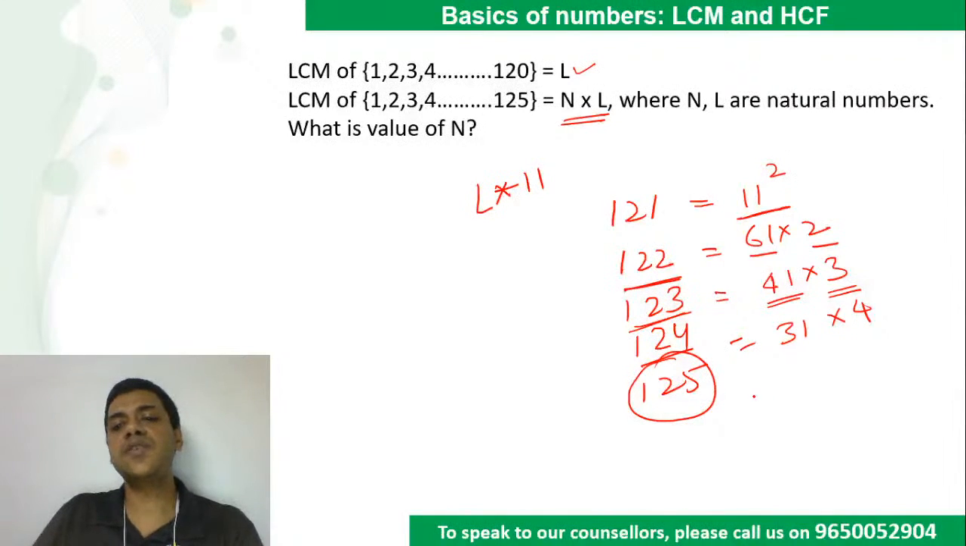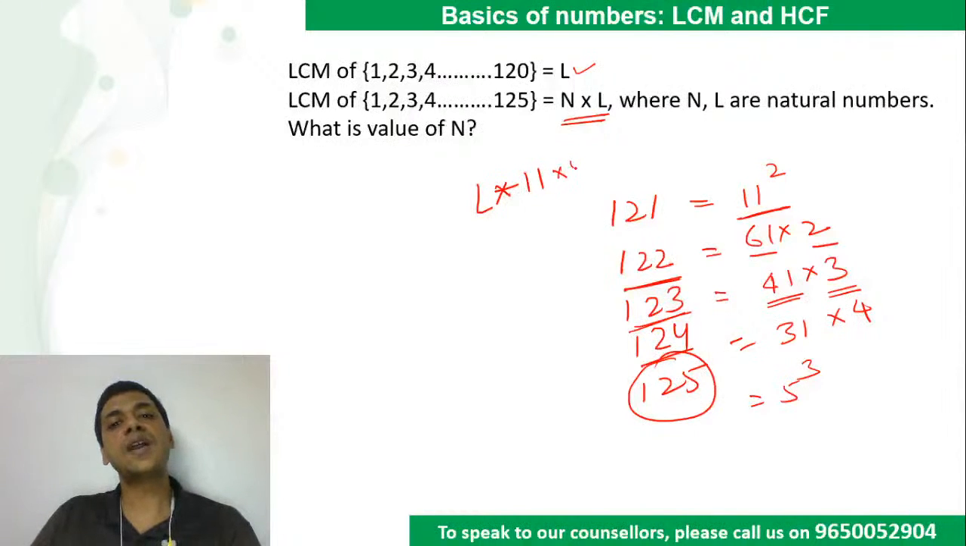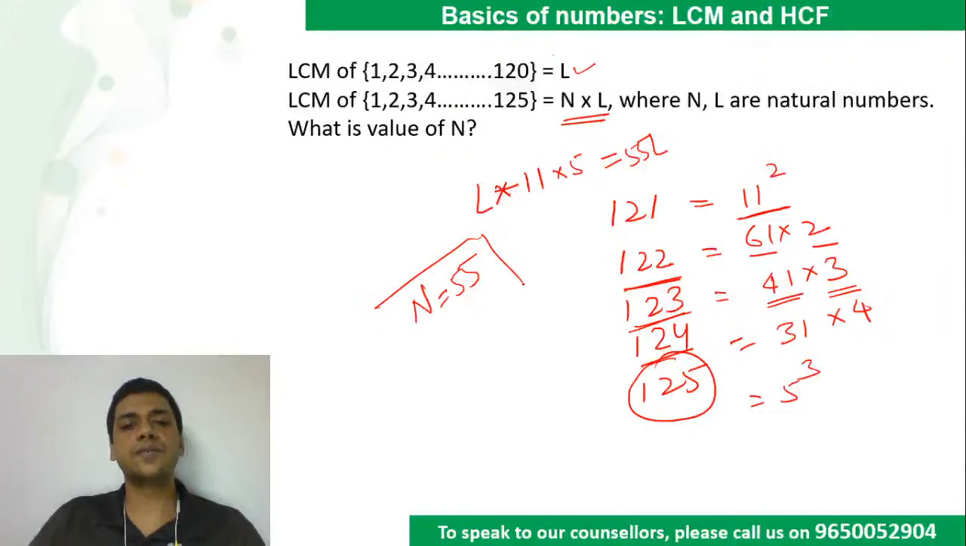Now the next number is 125. 125 is 5 cube. Now L is a multiple of 5 square, but L is not a multiple of 5 cube. To make it a multiple of 5 cube from 5 square, I need to multiply an additional 5. So the LCM of all those numbers will be L into 11 into 5, which is 55L, and the value of N would be 55.